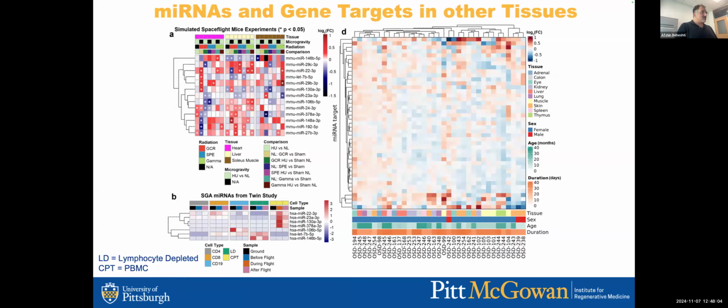And for the sake of time, then we also looked at other tissues from the simulated microgravity experiments, how these microRNAs are behaving. So these are circulating microRNAs.